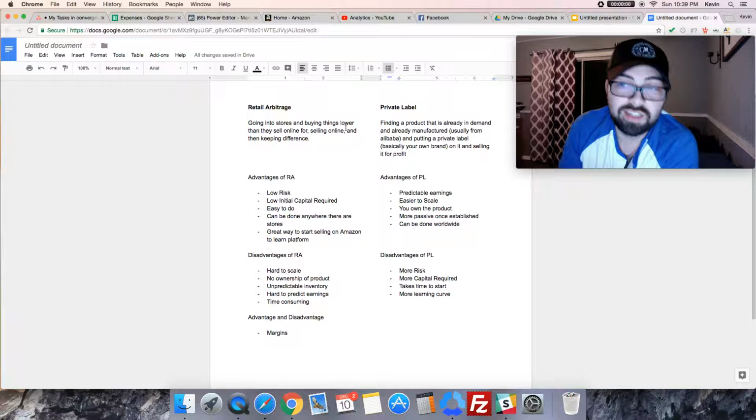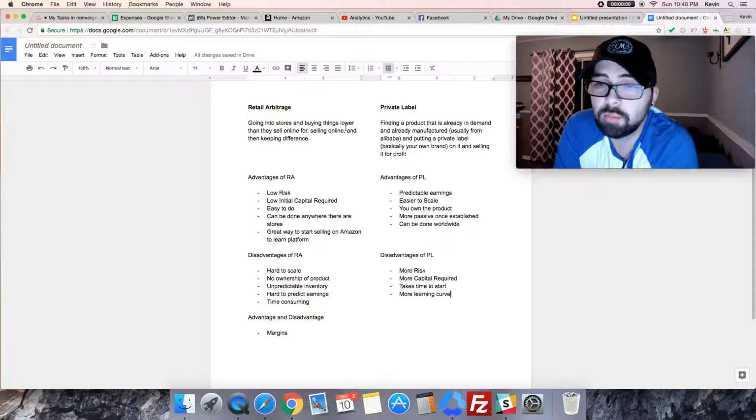I put margins on both the advantage and disadvantage columns, which is how much you make, or your ROI on whatever you invest in inventory. Sometimes, for example, I have a video where I went to Goodwill and bought a $3 CD player and then sold it for like $48. So that's a 15 times ROI. But then again, sometimes you'll go to the dollar store and only find stuff where you buy it for $3 and it sells for $12.